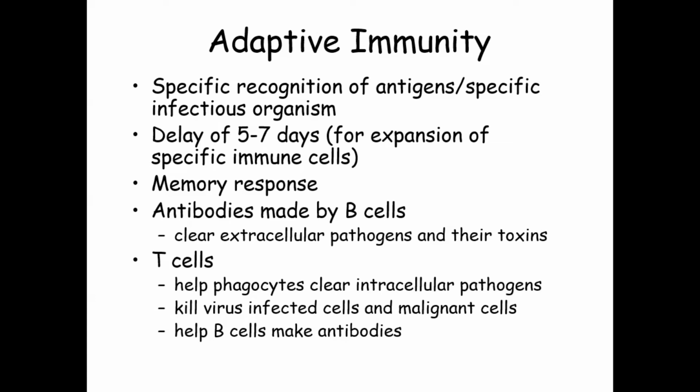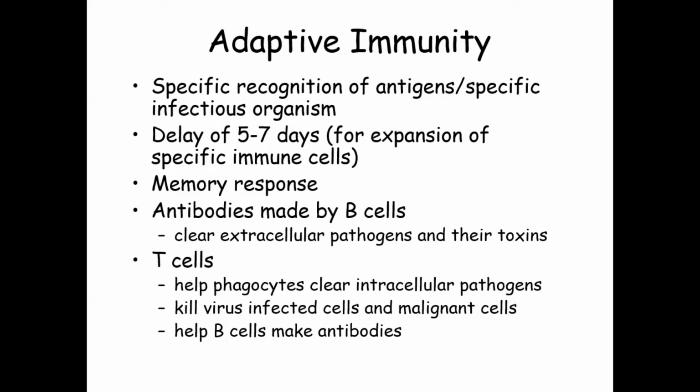Because we want to be able to recognize very many different pathogens, we don't have too many cells for each one, but we need many to fight off an infection. So the cells that are needed will divide and multiply, and so there's a delay when the adaptive immune system needs to work for about 5 to 7 days. And in that period, the innate immune system is very important, at least in controlling the infection. But once that immune response has happened, there's a memory response. So the next time we see this pathogen, we can respond very quickly, or our immune system can respond very quickly.